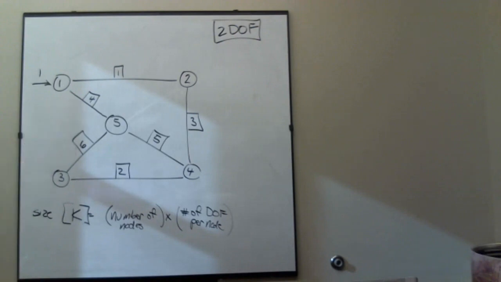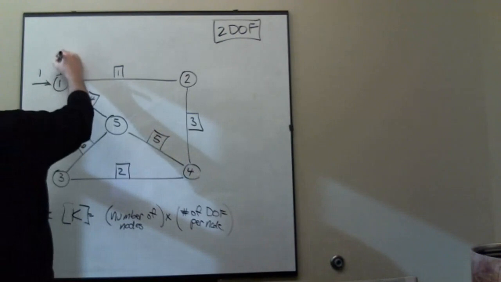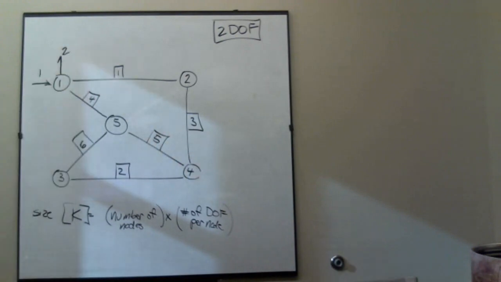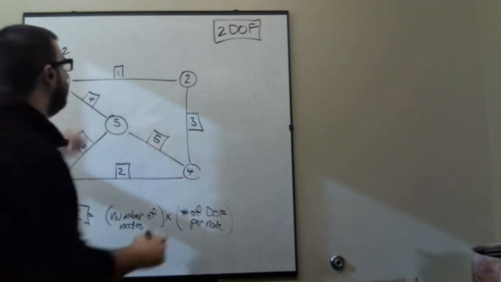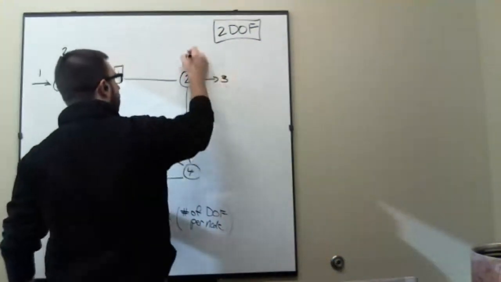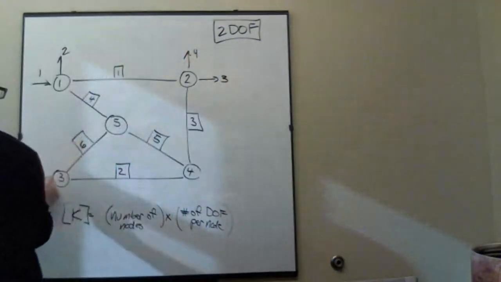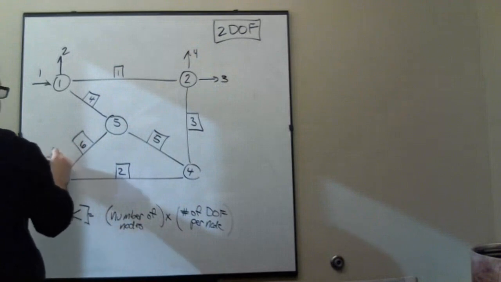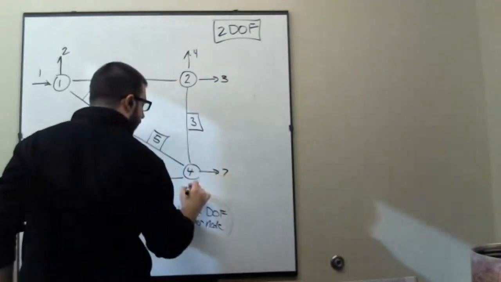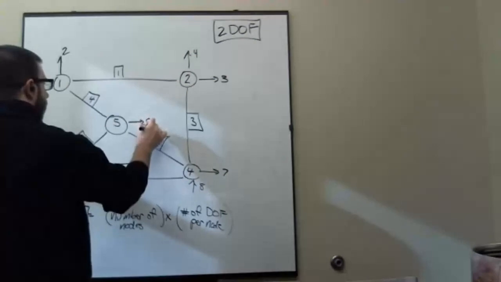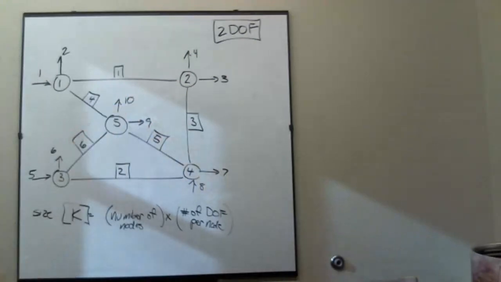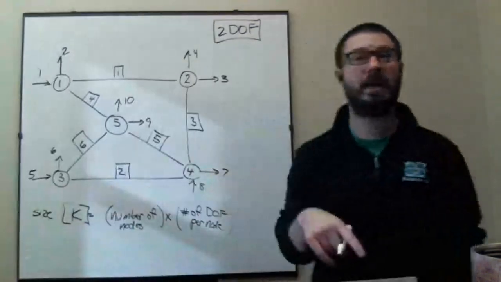So let's add something physical that I think would make a lot of sense to us. Let's take joint 1. Joint 1 could have a force or displacement in the x direction, but it could also have a force or displacement in the y direction. So this could be 1, 2. This could be 3, 4. This could be 5, 6. This could be 7, 8. This could be 9. This could be 10. So your big old K matrix, as Mr. Roman said, was exactly right. It'd be a 10 by 10.